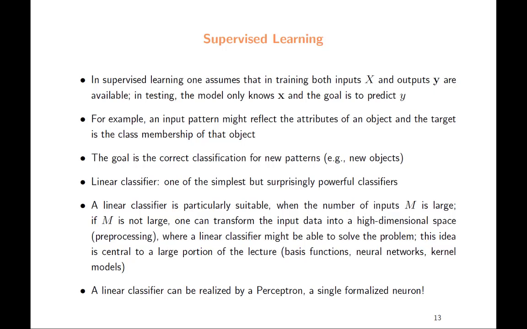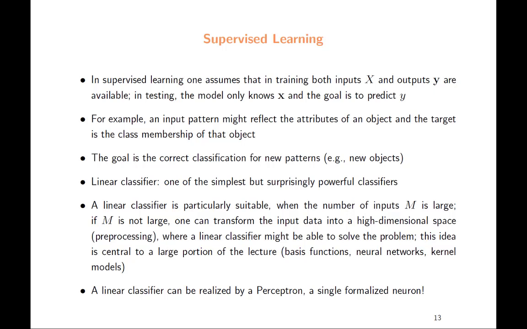An input pattern might reflect the attributes of an object, and the target is the class membership of that object, cat or dog or human or whatever. The goal is the correct classification for a new input, for a new pattern. So that's important. In training, we are trying to be good at the training data, but only in as much as it also gives us good performance on the test data. So sometimes you train a model and it gives you 0 training error, but the test error is not very good, and sometimes it's better to have a little bit of error left on the training data, which gives a better performance on the test data.